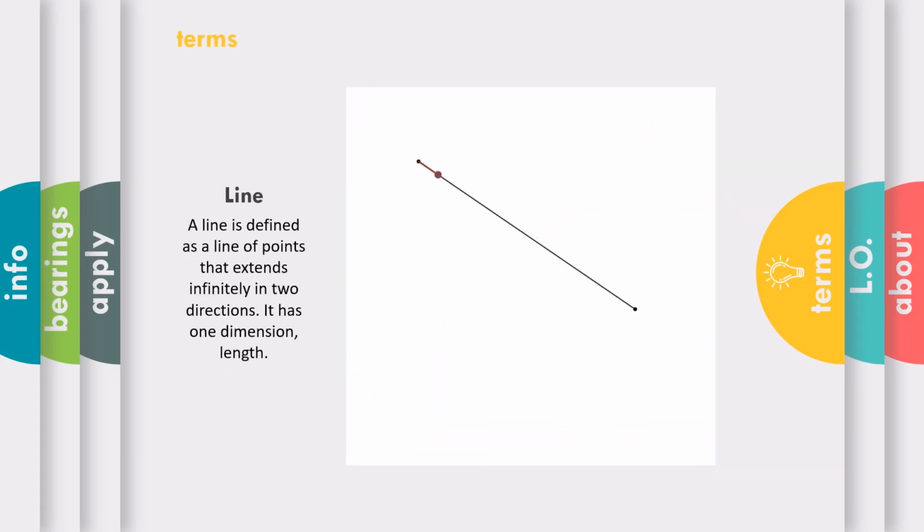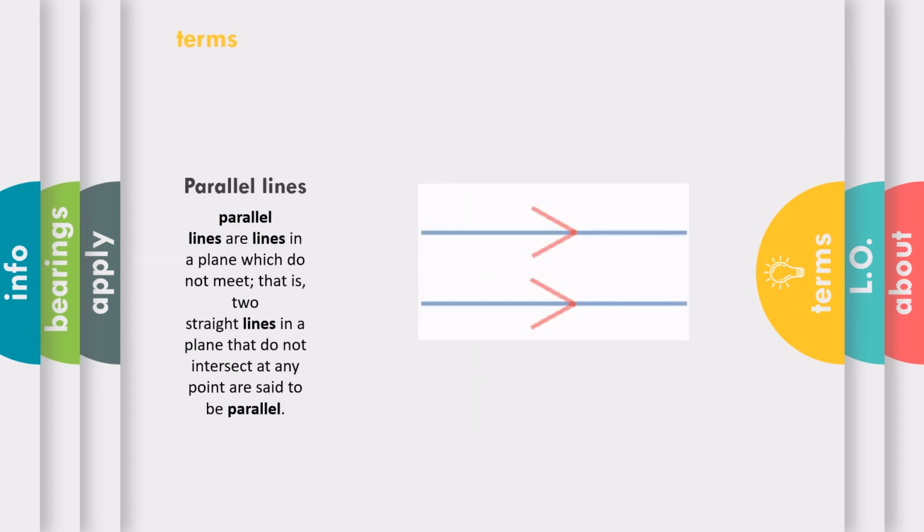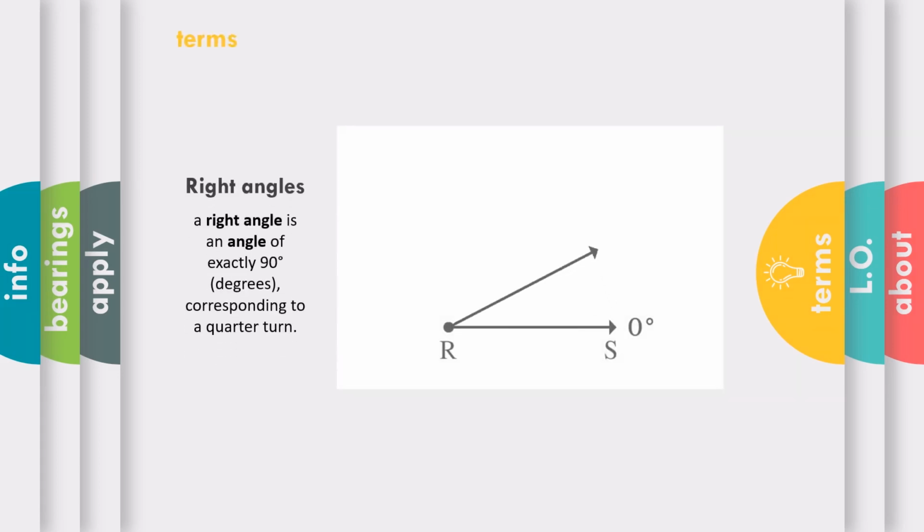A line is defined as a line of points that extends indefinitely in two directions. It has only one dimension, length. Parallel lines are lines in a plane which do not meet. What that means is that two straight lines in a plane that do not intersect at any point are said to be parallel. A right angle is an angle of exactly 90 degrees.